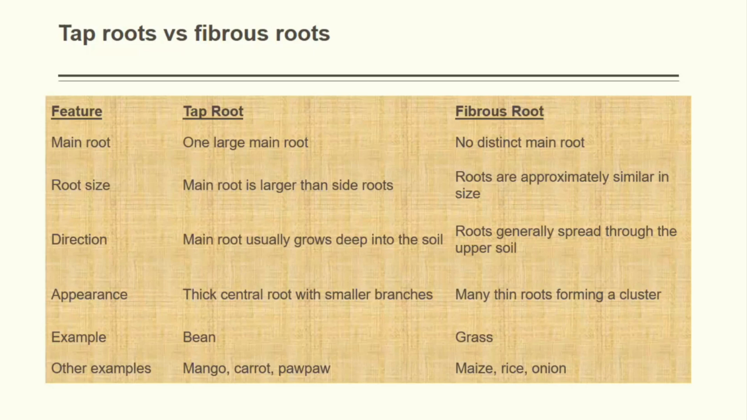Now let's look at appearance. You will see that the taproot has a thick central root with smaller branches. But the fibrous root has many thin roots forming a cluster. Some examples of taproot are beans, mango, carrot, and pawpaw. And for the fibrous root, you have grass, maize, rice, and onion.